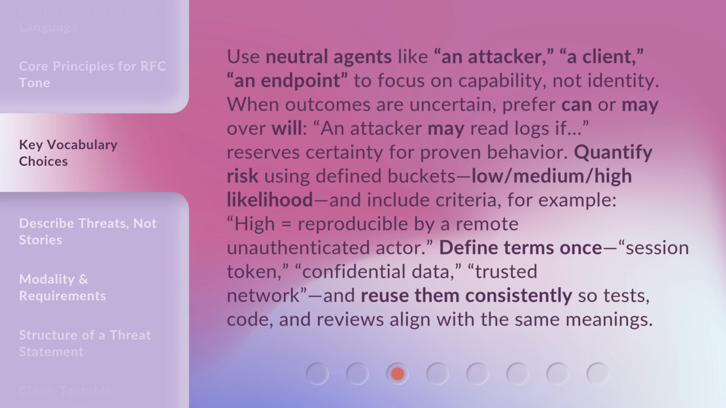Use neutral agents like an attacker, a client, an endpoint to focus on capability, not identity. When outcomes are uncertain, prefer can or may over will. An attacker may read logs if... Reserve certainty for proven behavior. Quantify risk using defined buckets, low/medium/high likelihood, and include criteria. For example, high equals reproducible by a remote unauthenticated actor. Define terms once, session token, confidential data, trusted network, and reuse them consistently, so tests, code, and reviews align with the same meanings.